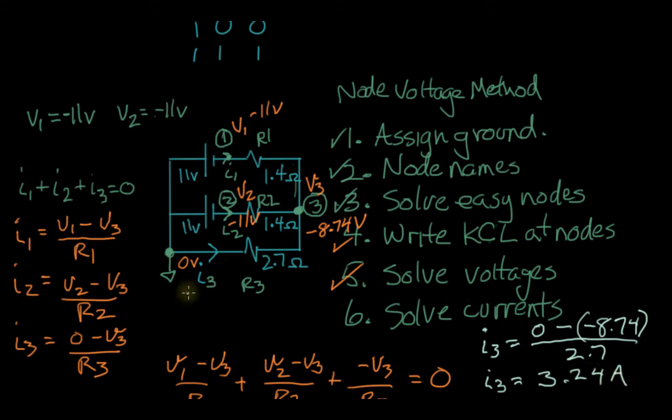So we have 3.24 amps flowing, which way? Flowing into the resistor going in this direction. And if you look back at the previous video, that should give you the same answer.